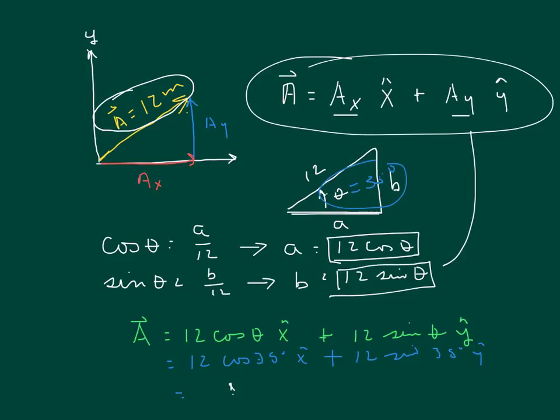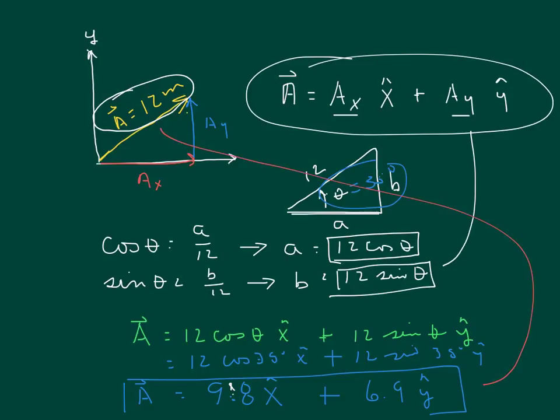that would give us a value of 9.8 in the x direction and 6.9 in the y direction. So we represent the vector A finally as 9.8 in the x direction plus 6.9 in the y direction. That represents this vector, which was 12 meters in this direction of 35 degrees from the x-axis.